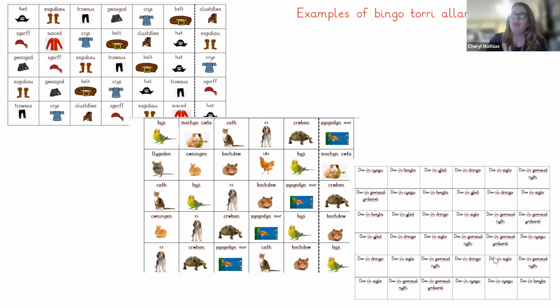And they love it. Very competitive, but it's such a good way of them having the vocabulary modelled correctly and just reinforcing that they're hearing it repeated.